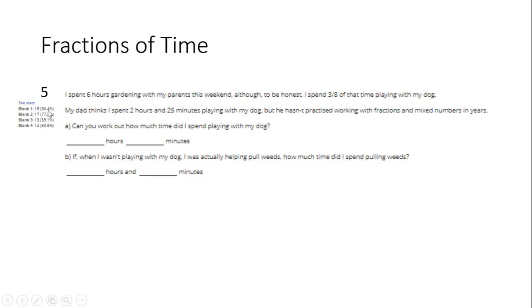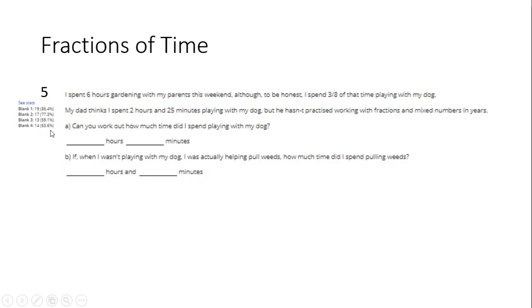Blank number 1, 86.4% got it right. Blank number 2, 77.3. It's getting harder. When we're working out the hours, we've got it. When we're working out the minutes, that's where we have our problems. And then blank 3 and blank 4, we're down in the 50s and 60s down here. So these ones we need to go over carefully. It could be if you have a mistake up here, then you will definitely have another mistake down here.